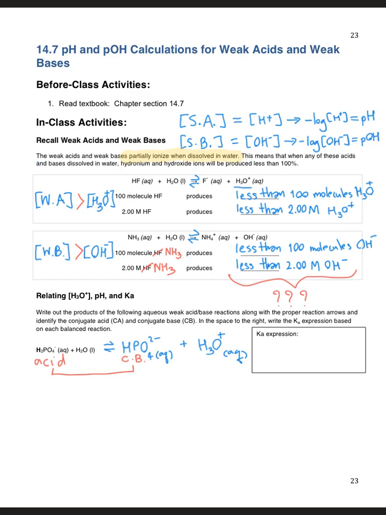On the other hand, water accepts a proton. So in this case, water would behave as a base. And the conjugate acid of the base water would be hydronium ions. The Ka expression for this reaction would be Ka equal to the concentration of hydrogen phosphate multiplied by the concentration of hydronium ions, divided by the concentration of dihydrogen phosphate. This Ka expression allows us to either calculate the Ka value when all of these species are given, or use the Ka value to determine the amount of hydronium ions at equilibrium.